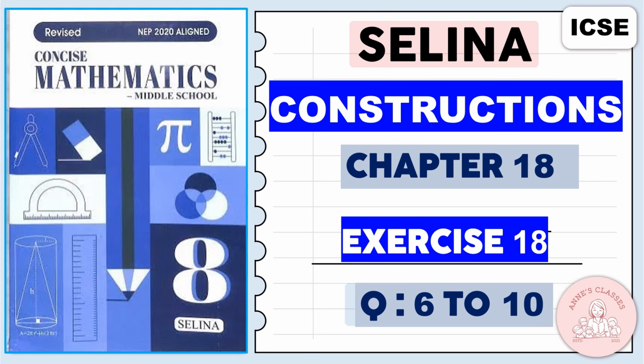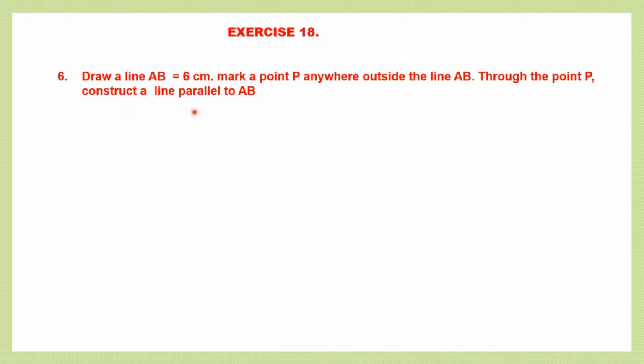Let's do constructions chapter 18. We are going to learn to draw parallel lines. Now question 6. Draw a line AB equals 6 centimeters. Mark a point P anywhere outside the line AB. Through the point P, construct a line parallel to AB.